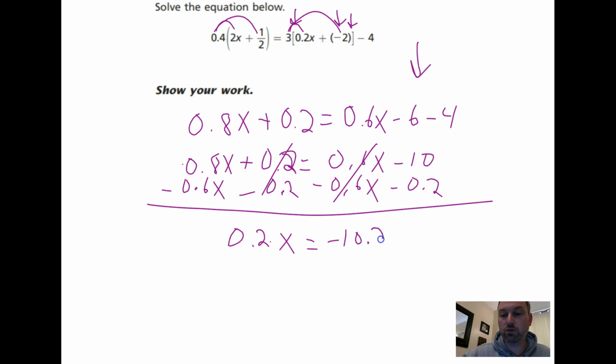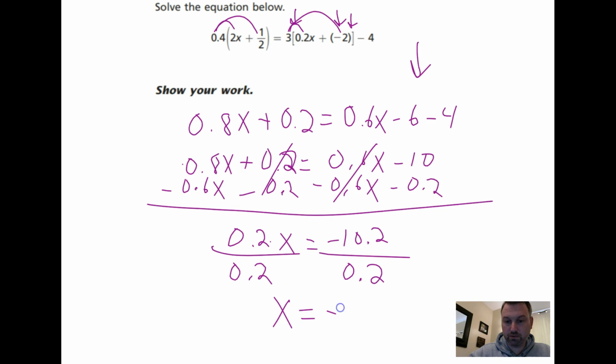Use your calculator for the whole test. Don't be bashful. If you can't do a lot of math facts in your head pretty quickly, just use your calculator. It takes 2 seconds, and you know it's right. So at this point, you're going to divide both sides by 0.2. And you get negative 51. Negative 10.2 divided by 0.2 is negative 51.